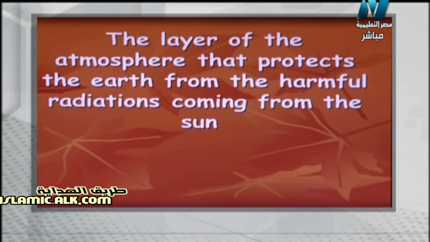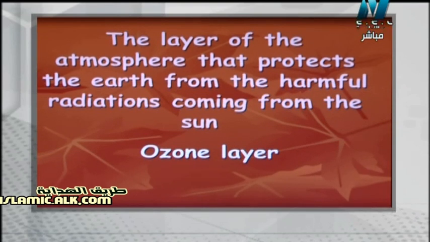Another question. The layer of the atmosphere that protects the earth from the harmful radiations coming from the sun. طبقة موجودة في الغلاف الجوي بتحمينا من ultraviolet radiation أو الأشعة الضارة, as I said before. It will be the ozone layer, surely the ozone layer.